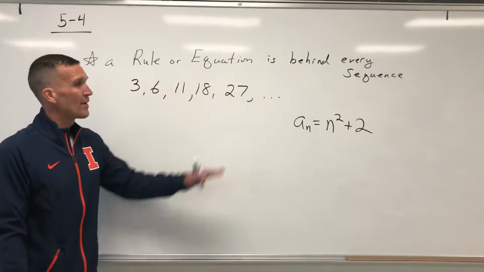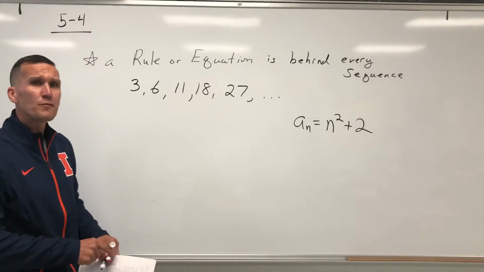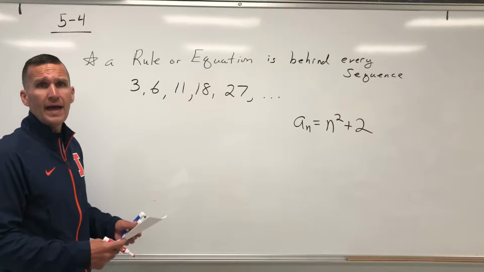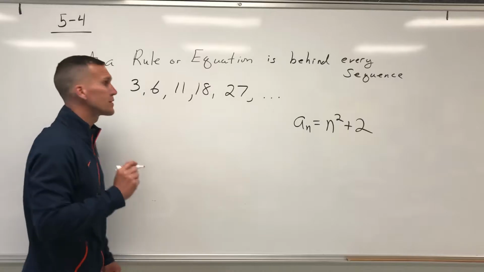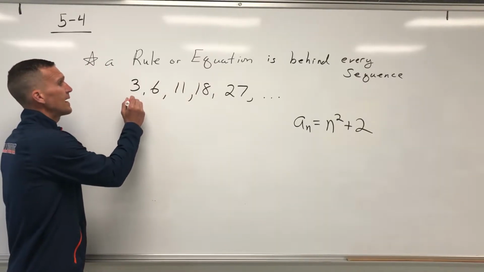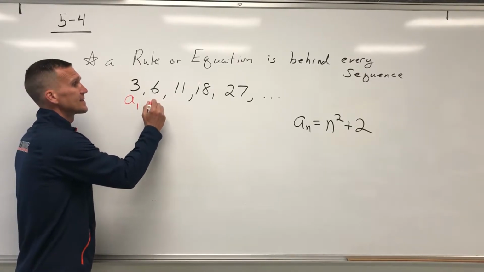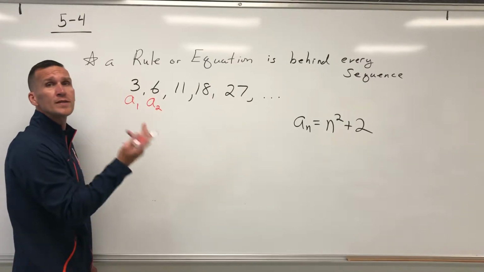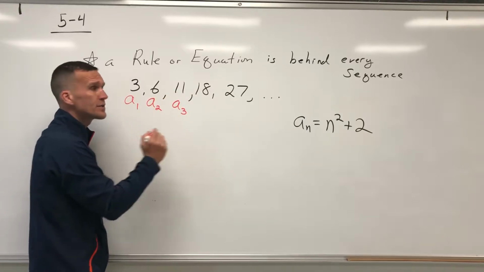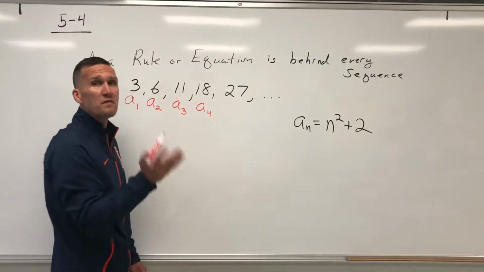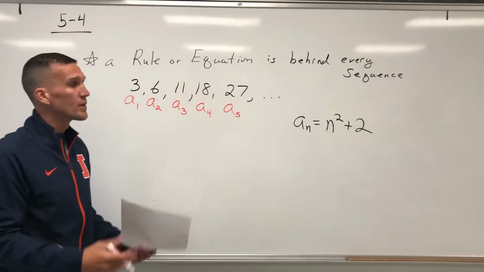Now, you might think, how does that generate this sequence? Well, you need to understand notation first. Every term is labeled as certain notation, and it's kind of like this a sub n, where n is the number term. So 3 represents a sub 1 because it's the first term. 6, a sub 2 because it's the second term. 11 would be a sub 3 because it's the third term. 18 is a sub 4 for the fourth term. 27 is a sub 5 for the fifth term, so on and so forth.